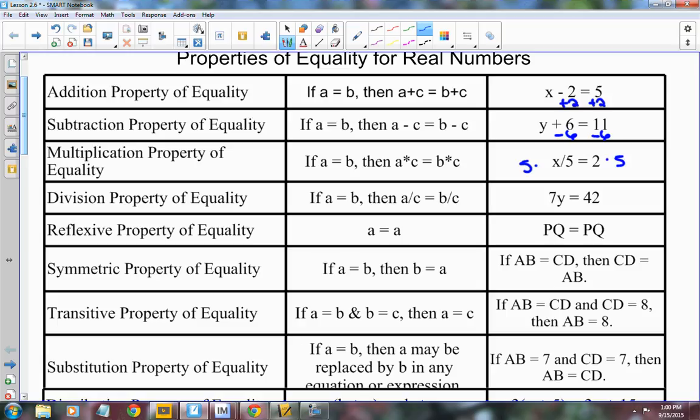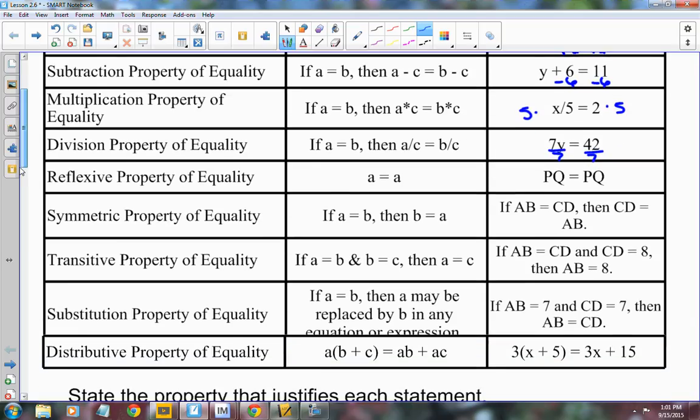And the division property, same thing. It allows us to divide both sides by the same thing. Keeps it balanced. What would we do here? 7y equals 42. You would divide each side by 7. So that's relatively easy. Now, these next ones you may not be as familiar with.